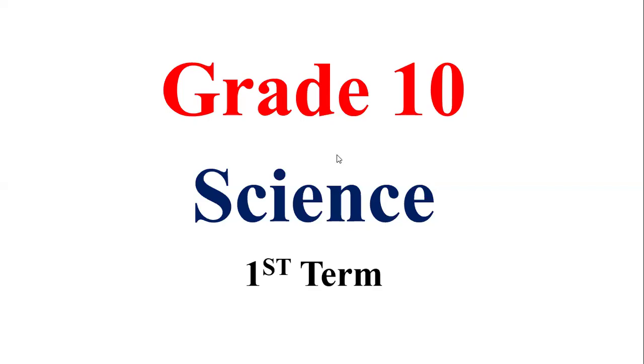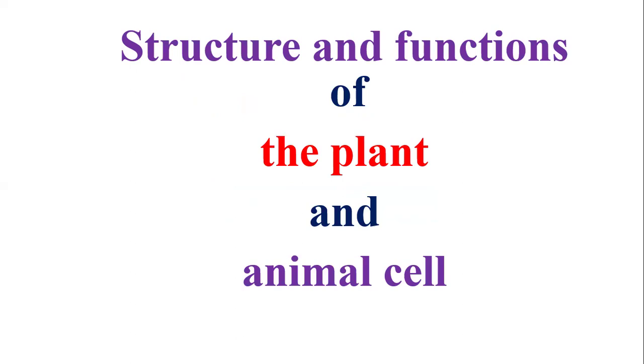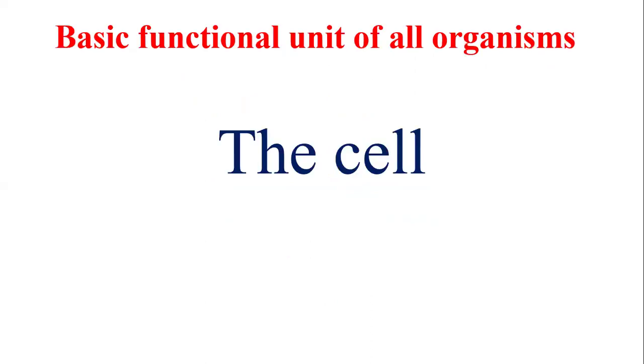From this video, you can learn Grade 10 Science, English medium, first term, Unit 6: Structure and functions of the plant cell and animal cell. The basic functional unit of an organism is the cell. That means the building unit of living organisms is the cell.